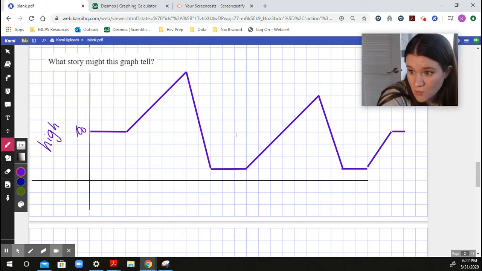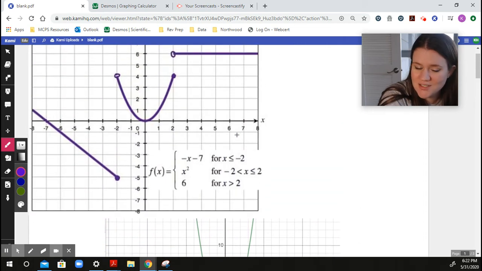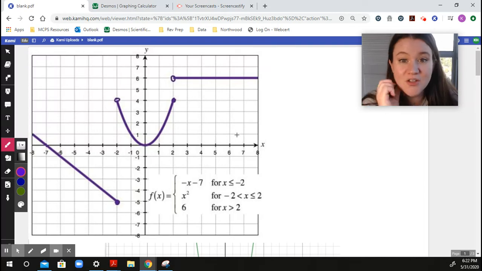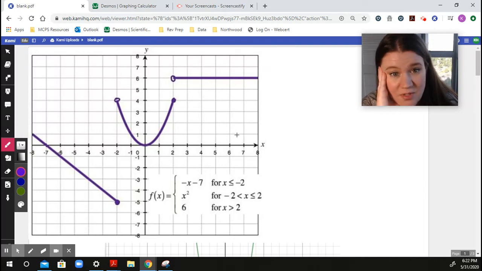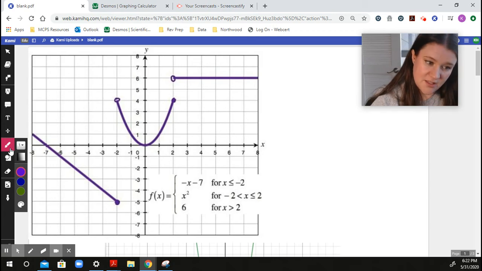All right, so one more example, and then I'll let you go. Remember, you can always pause and rewind and everything else here. All right, so here's another piecewise function, and I wanted to include this because it has a couple reasons. And I'll let you know.